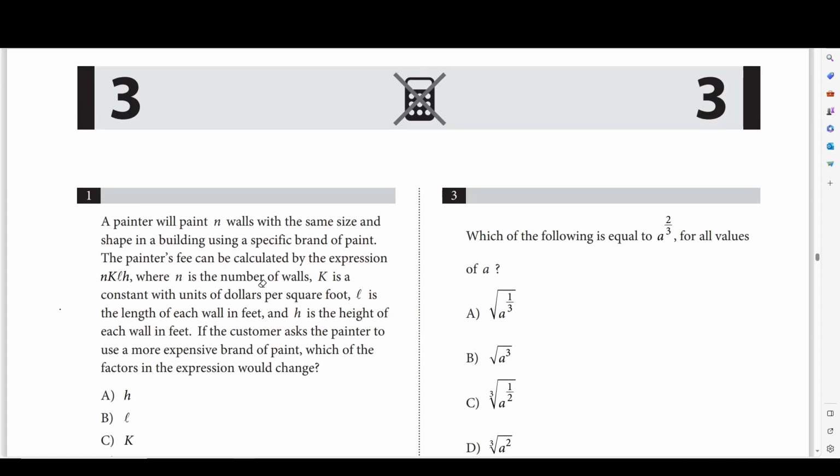Hello everyone, today we're going to be going over section 3 from the SAT practice test number 3.